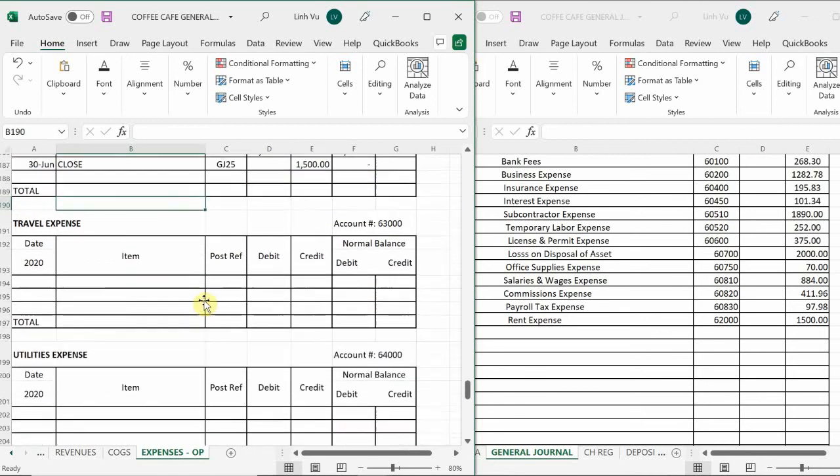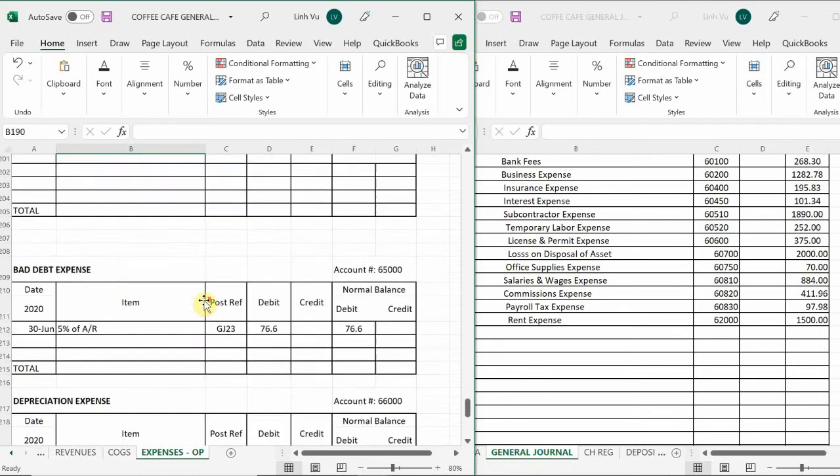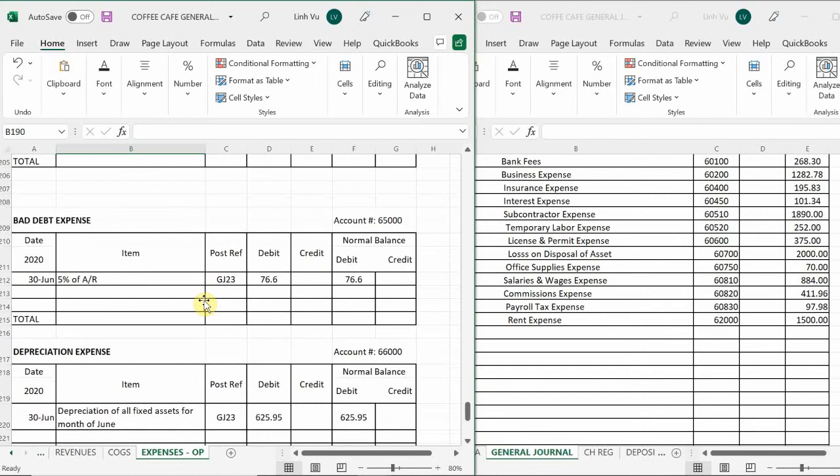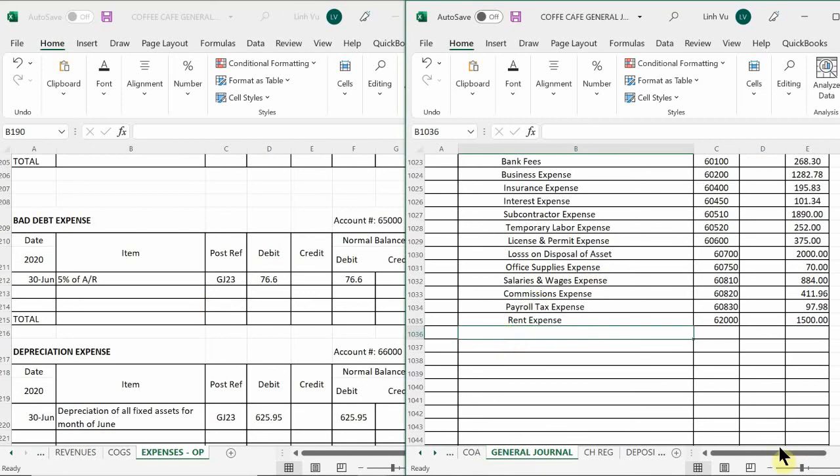Last few accounts here. So travel expenses, nothing there. Utilities, nothing there. Now the bad debt expense. We gotta clear that out too. Bad debt expense for the total amount of $76.60.